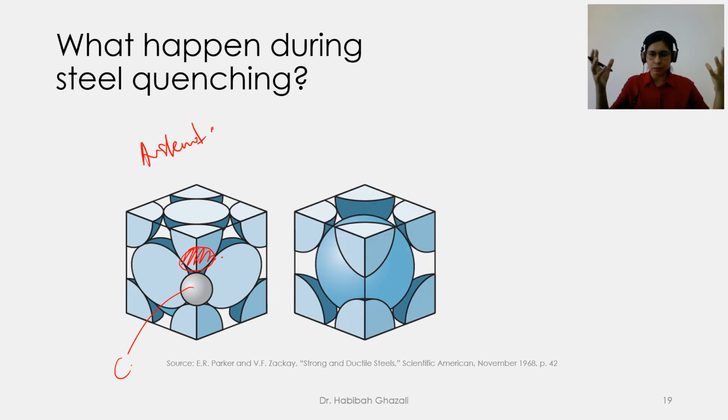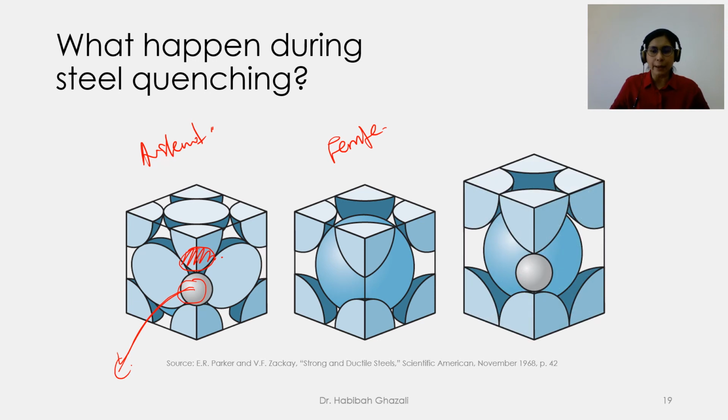This austenite will transform into ferrite, and the carbon atoms will diffuse out. So what you get is pure iron atoms in the BCC crystal structure. So this is when you cool it slowly.